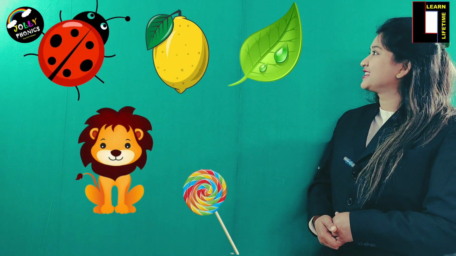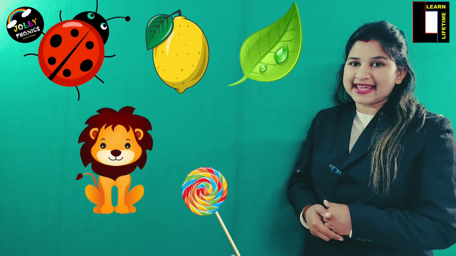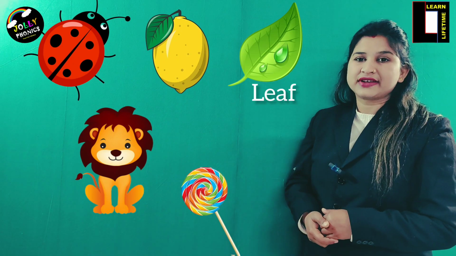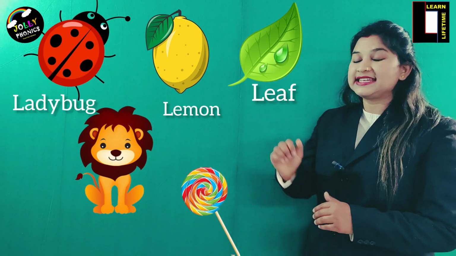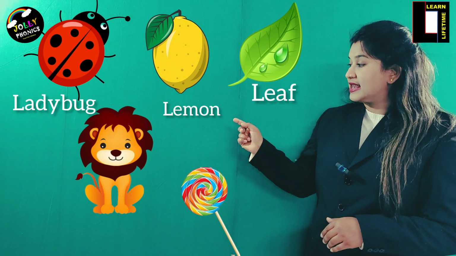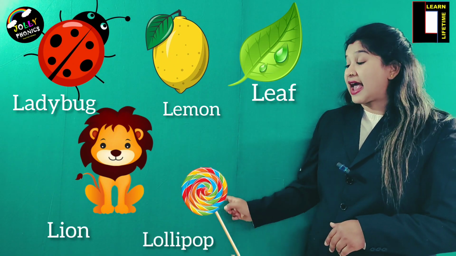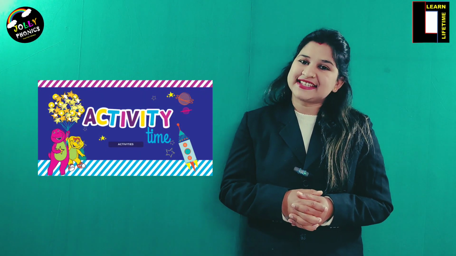So let's see a few words that start with the sound L. First word is leaf, lemon, ladybird, lion and lollipop.